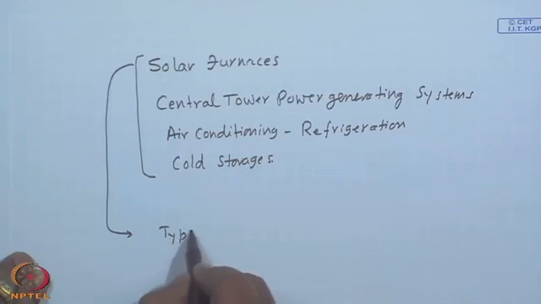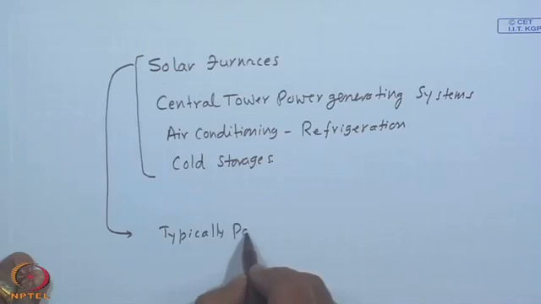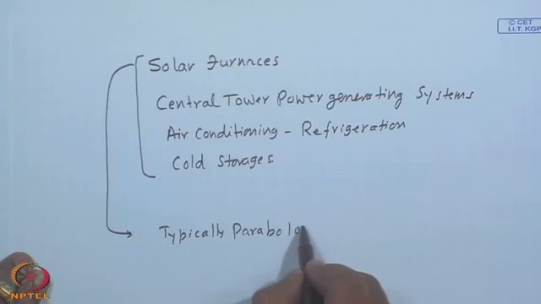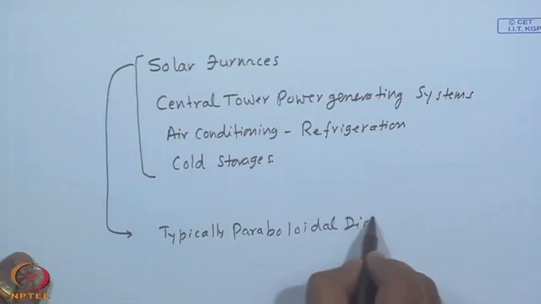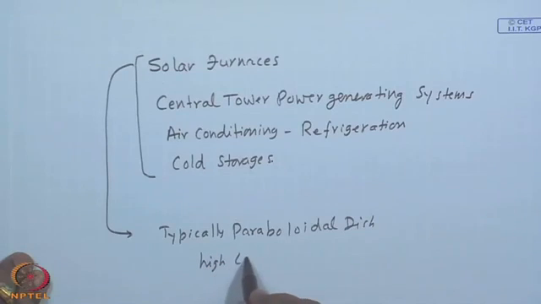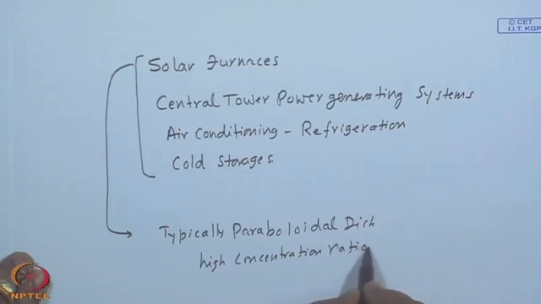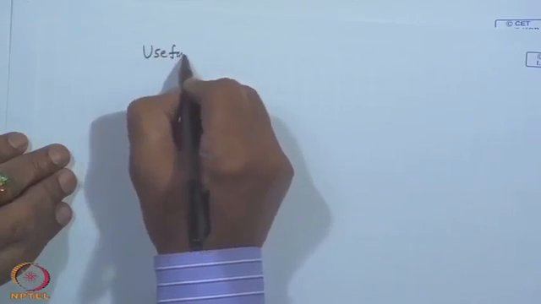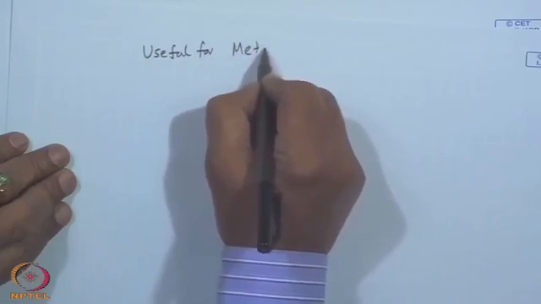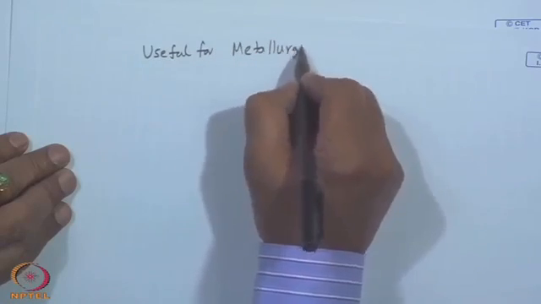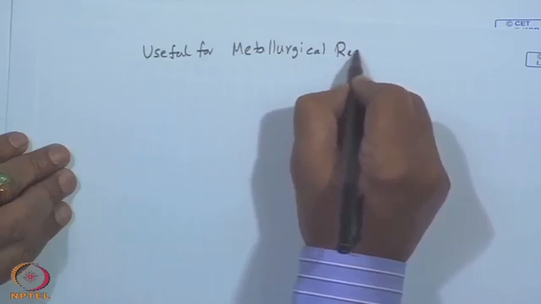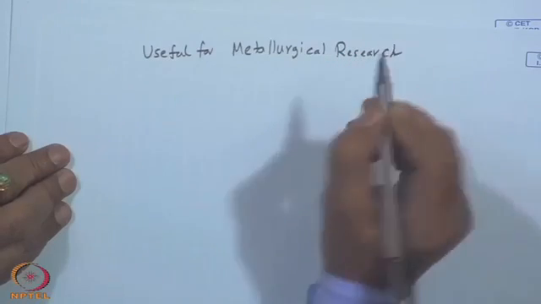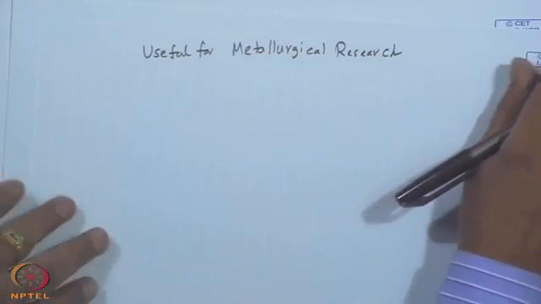typically a parabolic dish, high concentration ratio, and is useful for metallurgical research, because there will be no contamination, and also since they are small quantities, you can afford to have a furnace.